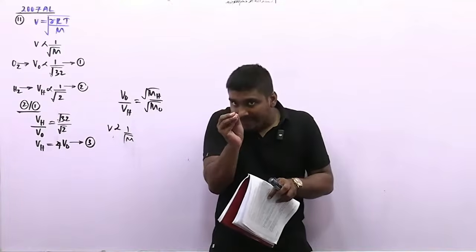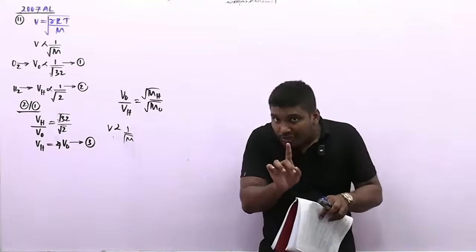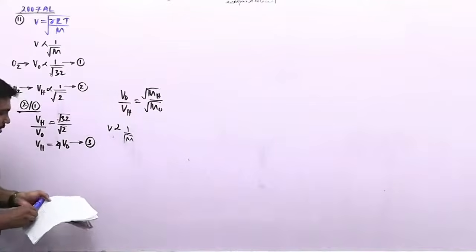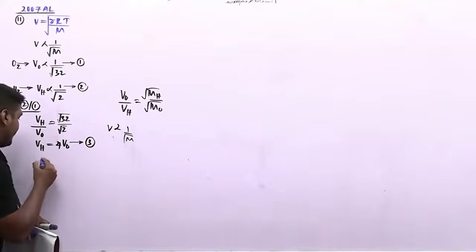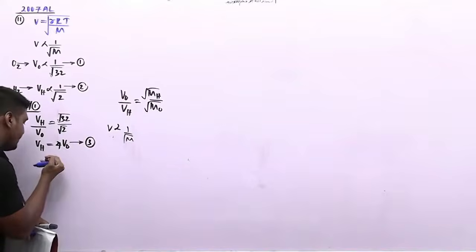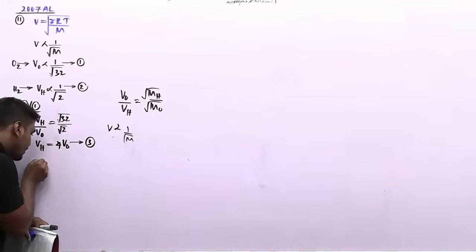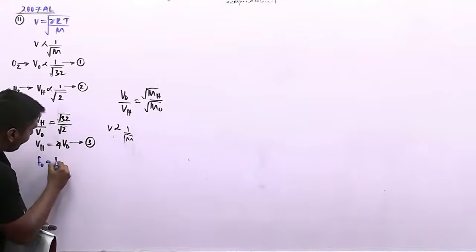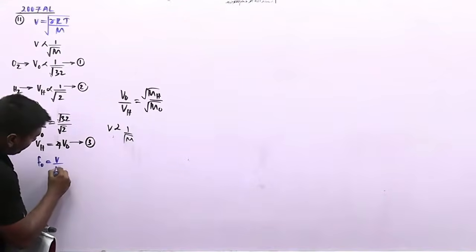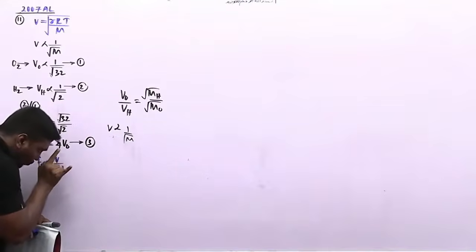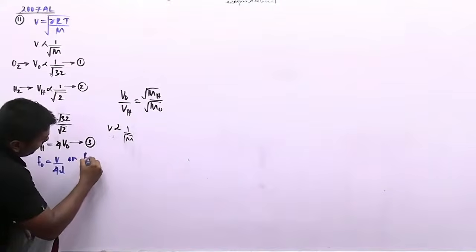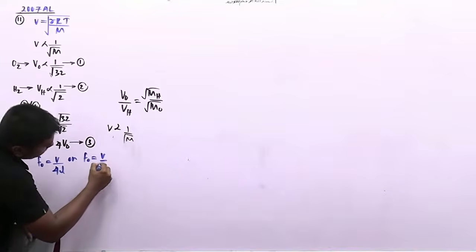Then we know the fundamental frequency is only proportional to what? Velocity. Look here. In case it is a one enclosed pipe, what is the fundamental frequency equation? F naught equals V over 4L. In case it is both ends open, what is the fundamental frequency equation? F naught equals V over 2L.